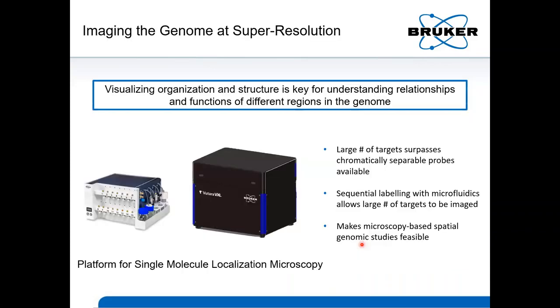Knowing the genetic composition of the genome is important, but establishing how genes are organized and interact with one another in their environment is also important. Being able to visualize organization and structure on the subchromosome level is necessary for understanding these relationships and how genes function. Visualizing genomic structures at this level can prove difficult because of such a large number of targets within the genome. There are not enough chromatically separable probes available. Luckily, new approaches allow for sequential labeling of targets using the same fluorescent probe for imaging.